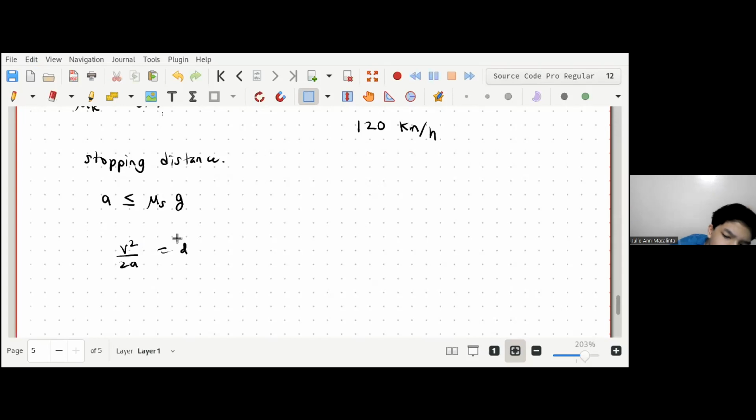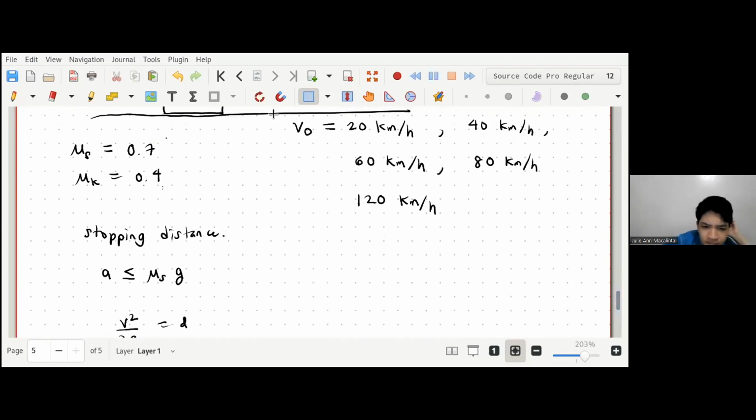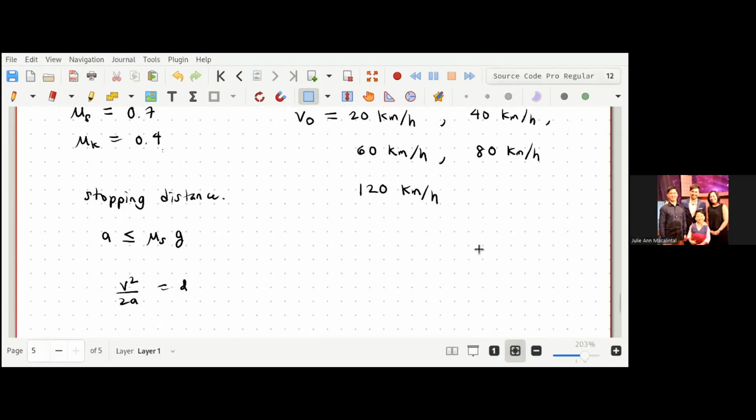Then compute and tabulate the stopping distance. So these are the values. Okay, use a spreadsheet, because there are many values. So let's make a formula, and then we'll compare. First, the stopping distances.